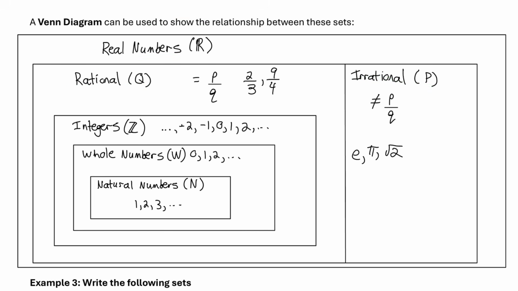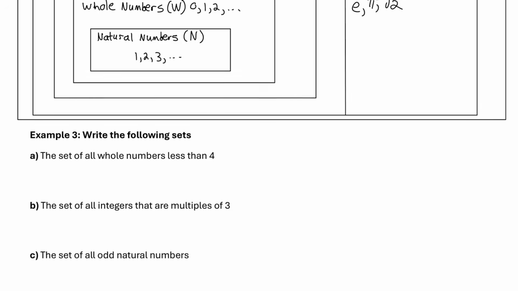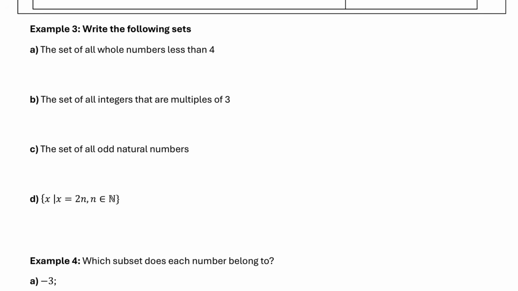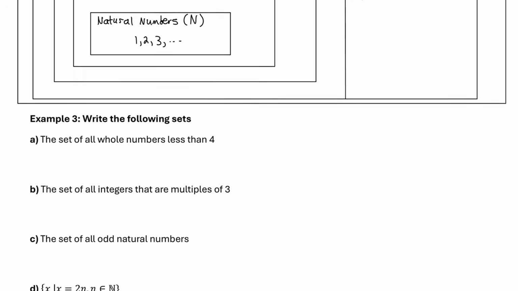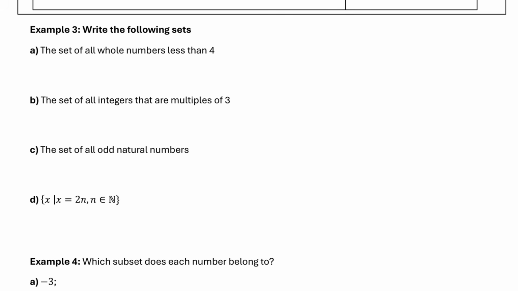And now in the next example, let's see if we can write down the following sets of numbers. A says the set of all whole numbers less than 4. Well, remember, whole numbers were the natural numbers and 0, so the positive counting numbers and 0. So all whole numbers less than 4 would include 0, 1, 2, and 3.